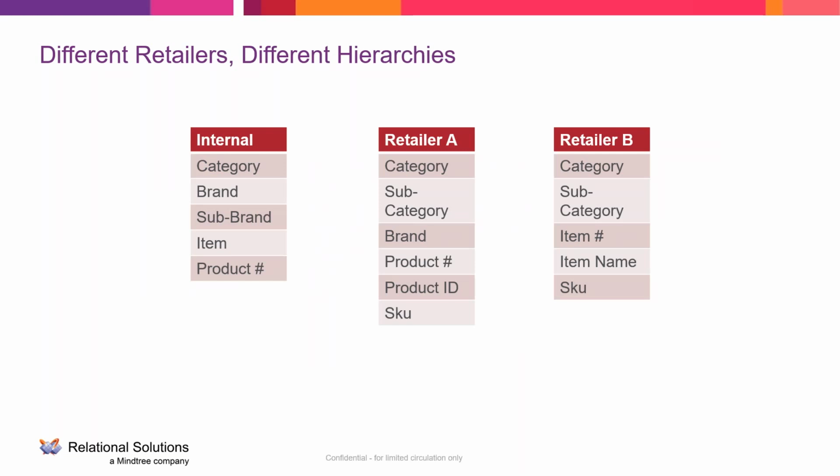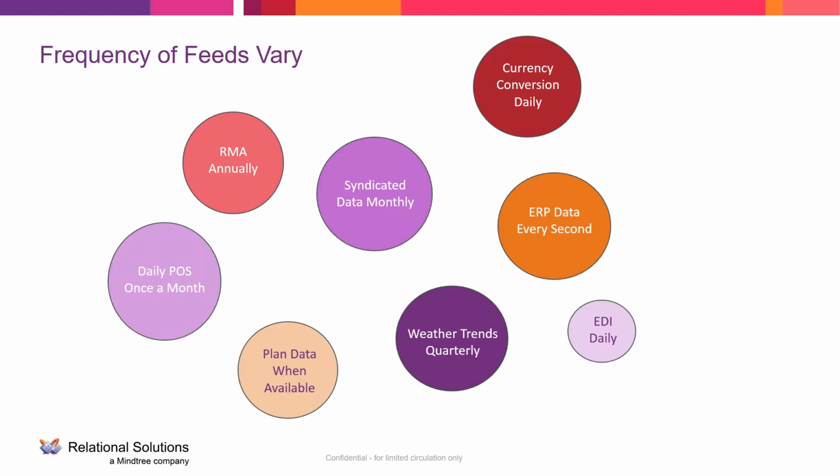In addition, they have different hierarchies. Retailers look at data differently from one another, and they look at it differently than you might look at it. You might look at it internally by category, brand, sub-brand, item, product number. Another retailer might have a subcategory that they put that information into and drill down by brand, product number, product ID, and SKU. Every retailer has a different way of looking at the data. It might be pretty similar, but it's not typically the same across retailers.